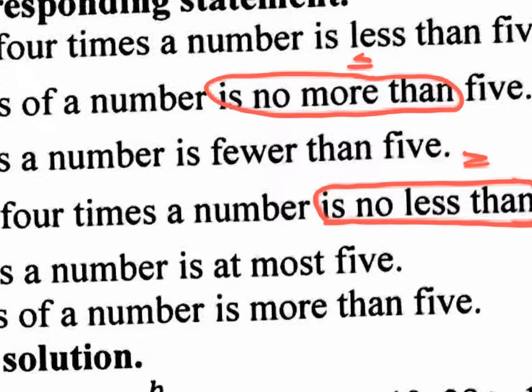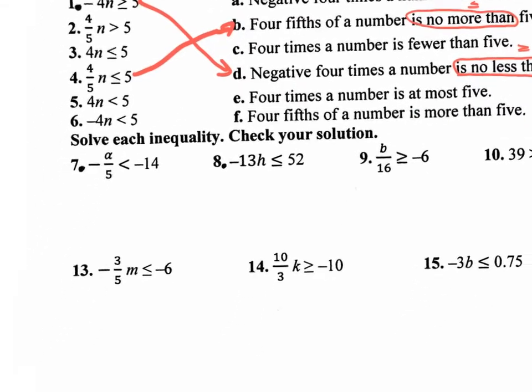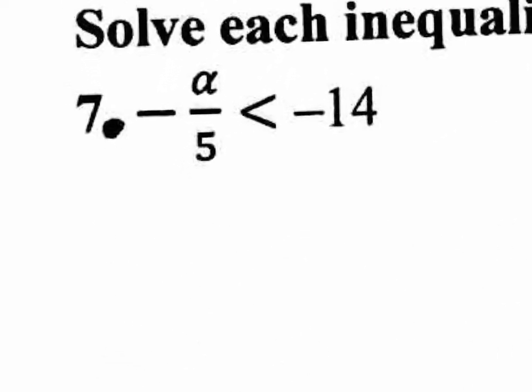If I'm going to pay my son no more than $5 for cleaning up the yard, that means I might pay him 5, or I might pay him 3 or 2 or 1, right? Okay, so I hope we understand that. So which one was that one? That one was 4, and that was B. Okay. Let's go to some down here like number 7. Number 7, you want to solve this thing. You want to get rid of the fraction.